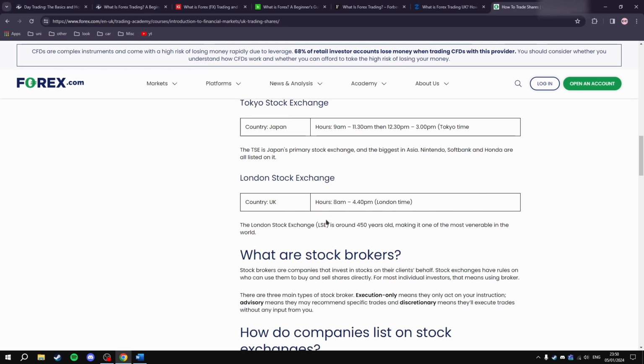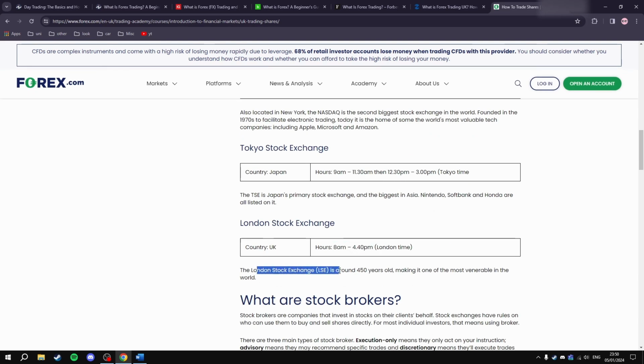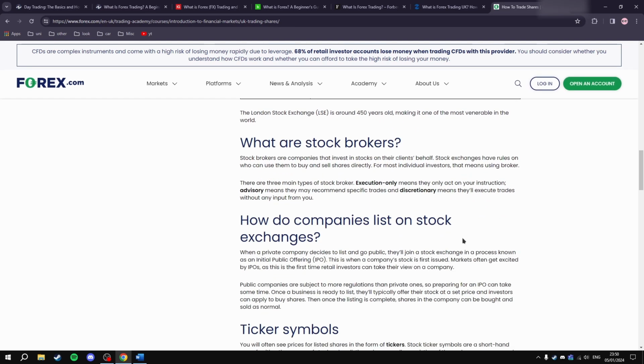London Stock Exchange, 8 a.m. to 4:40 p.m. London is around 450 years old, making it one of the most venerable in the world. What are stockbrokers? Stockbrokers are companies that invest in stocks on their clients' behalf.